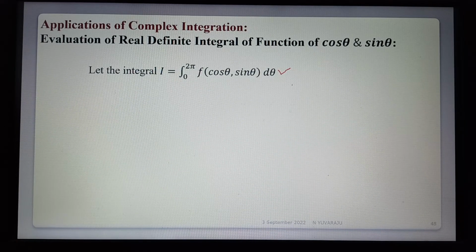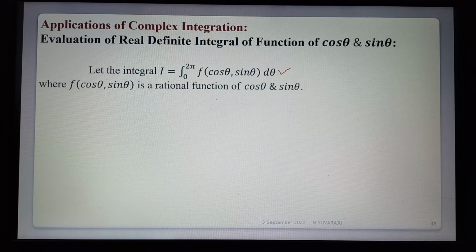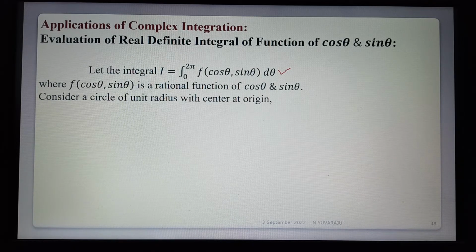Here f of cos theta comma sin theta is a rational function of cos theta and sin theta. Now consider a circle of unit radius with center at the origin. The assumption is fixed: the radius is 1 and the center is 0, 0. Only in that region you have to find the integral value. That is fixed.